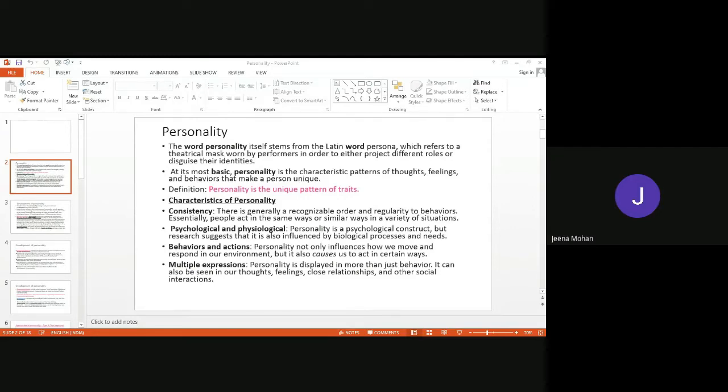Okay. So these are the main techniques which we use to study personality.